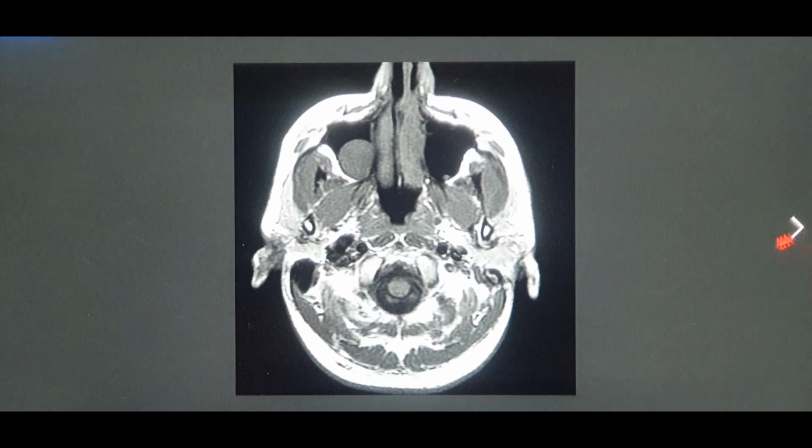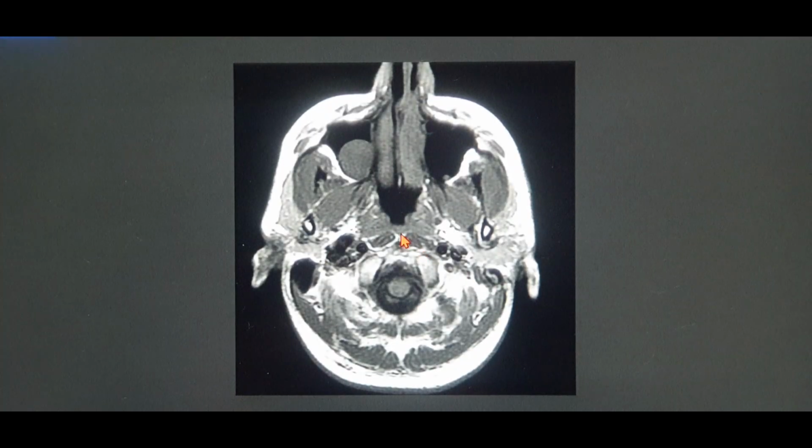So the next photograph is nothing but the same axial T1. You can see this is actually a mucus retention cyst and not a mucocele. But still the concept remains the same. This is clear fluid, and that's why on T1 it appears hypo intense, because the fluid on T1 will be hypo intense, on T2 it will be hyper intense. Okay, and this is still an MRI.